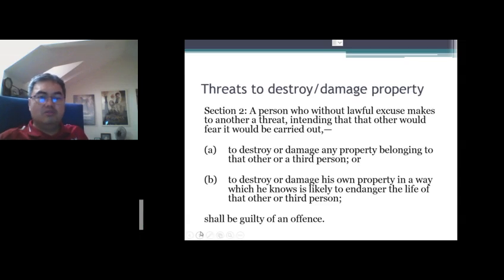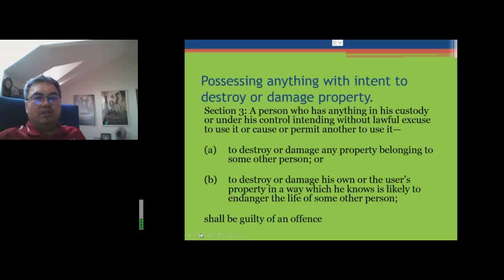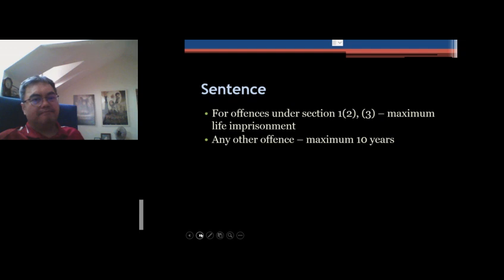Now, do look at section 2 also, about the offense of threatening to destroy or damage property. It's also an offense where he intends that the other would fear that it will be carried out. So he makes the threat intending that the other would fear that it will be carried out to destroy or damage property. And section 3, possession of anything with intent to destroy or damage property. So here again it is intending to use it or to cause or permit another to use it to destroy or damage property. For offences under 1 subsection 2 and 3, it'll be maximum life imprisonment. For any other offences, it'll be maximum 10 years.